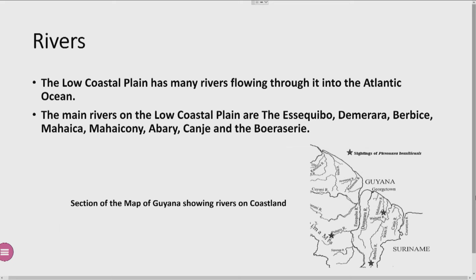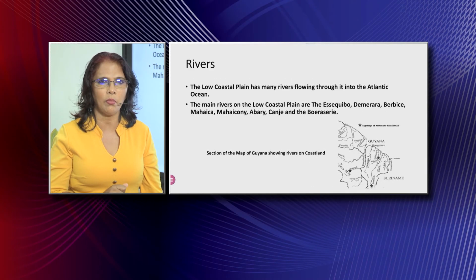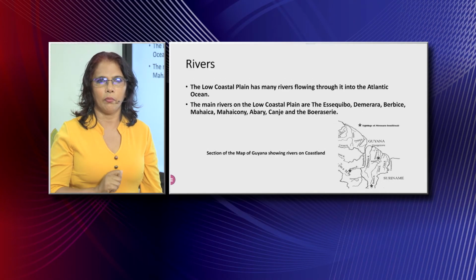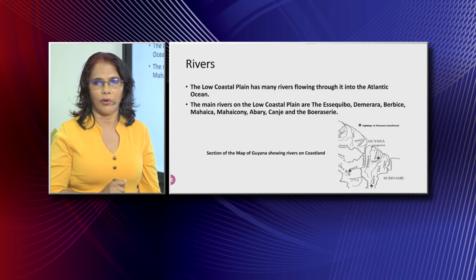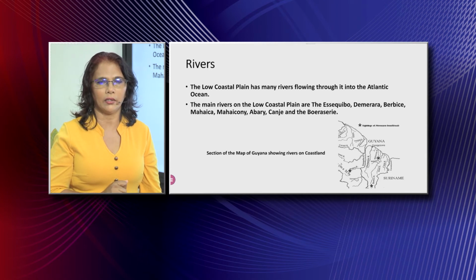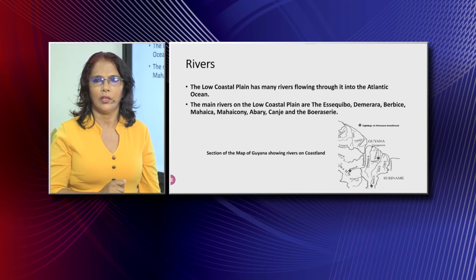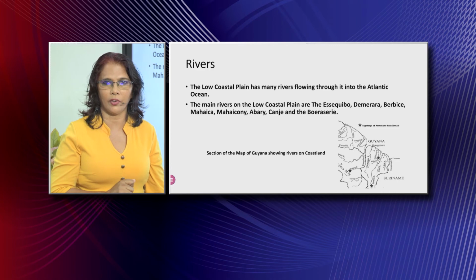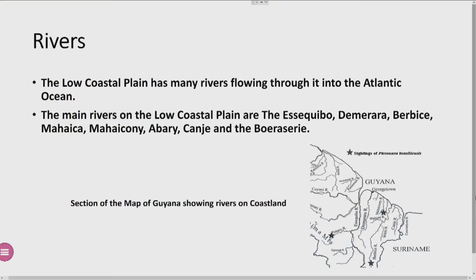The main rivers on the low coastal plain are the Essequibo, Demerara, Berbice, Mahaica, Mahaicony, Abary, Canje, and the Boerasirie. Those are the main rivers on the low coastal plain. Let me name them again. The main rivers on the low coastal plain are the Essequibo, Demerara, Berbice, Mahaica, Mahaicony, Abary, Canje, and the Boerasirie. There you have the section of the map of Guyana showing rivers on the coastland.